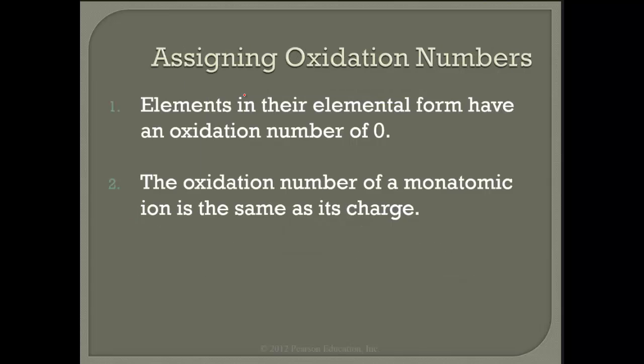As we've stated several times now, we keep track of what's going on by looking at the oxidation numbers. There's a set of rules to assign these oxidation numbers, and we're going to go over them right now. Once again, this should be a review of something you've had before. Elements in their elemental form, so not bonded to anything else and not as an ion, have an oxidation number of 0. The oxidation number of a monatomic ion is the same as its charge. So if we look at Na+ or Cl-, their charges are the oxidation number of that ion.